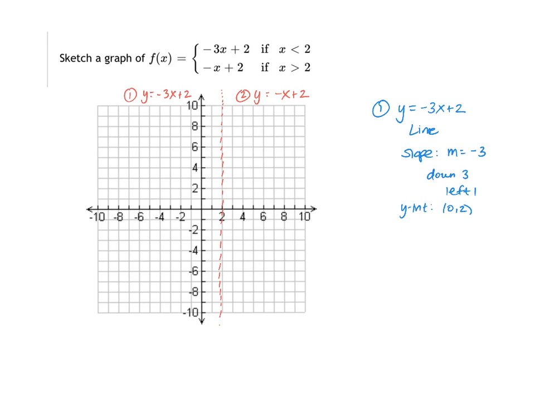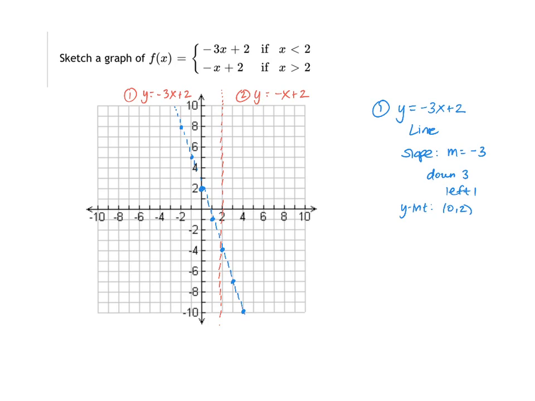So what I'm going to do is graph this line, and then I'm going to erase the part that doesn't fit with the rule that we have. So I'm going to put a point at (0, 2). And then I'm going to go down 3 and left 1. So down 3, left 1, and repeat. I could also go up 3 and right 1 if I wanted some additional points. So I'm going to draw it just as a dashed line here for a moment.